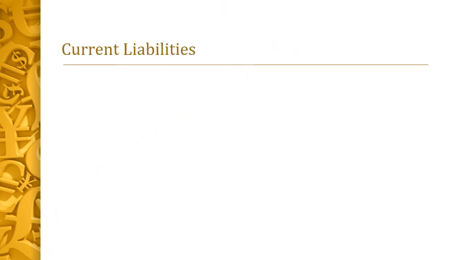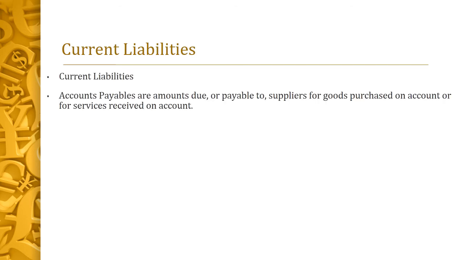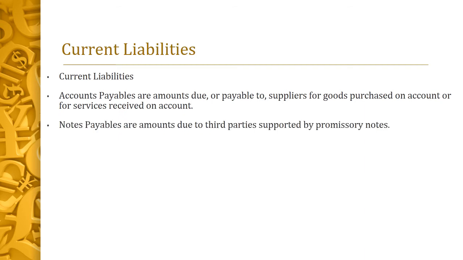Now let's go over some account titles that we use under current liabilities. The first one and the most common is the accounts payable. Accounts payable are amounts due or payable to suppliers for goods purchased on account or for services received on account. If we bought something from a supplier but we didn't pay in cash, then we have accounts payable. Or if we receive service from another entity but we haven't paid for that service yet, then we have accounts payable.